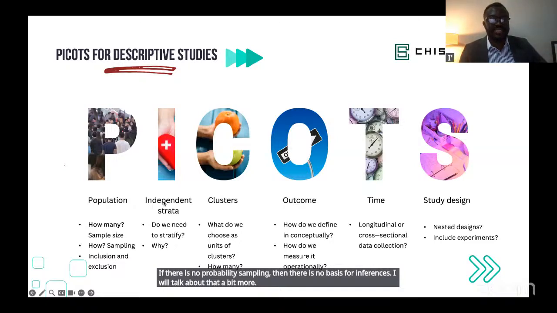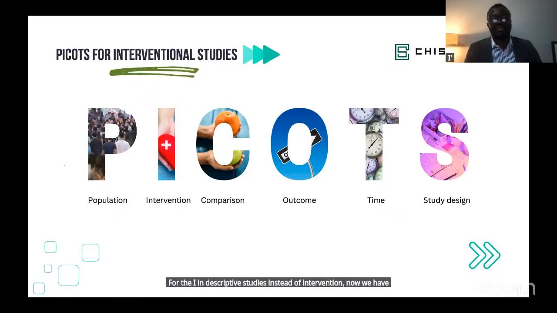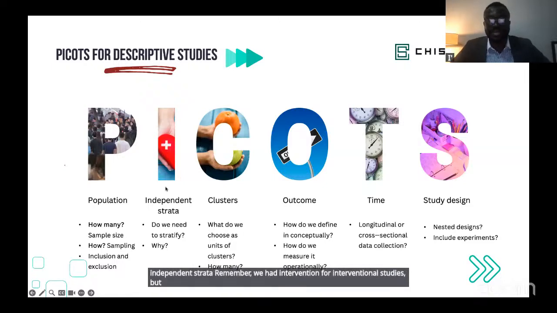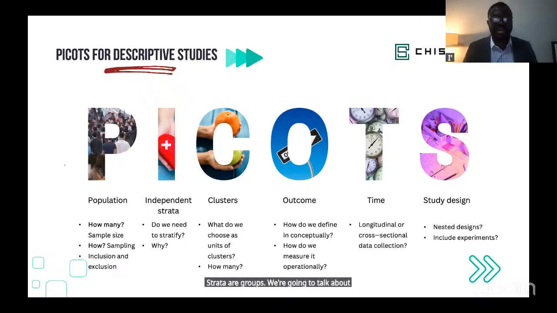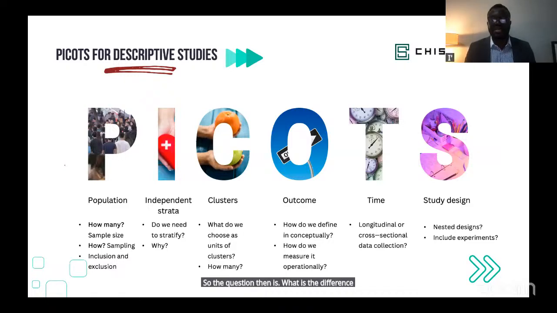For the I in descriptive studies, instead of intervention, now we have independent strata. Remember, we had intervention for interventional studies, but the I now stands for independent strata. Strata are groups. We're going to talk about that and explain that more. And we'll talk about, should we stratify or should we not stratify? And then C, clusters. We also have to worry about clusters, especially when we're doing large surveys. So the question then is, what is the difference between clusters and strata? What do we choose as units of clusters? And how many clusters should we have?